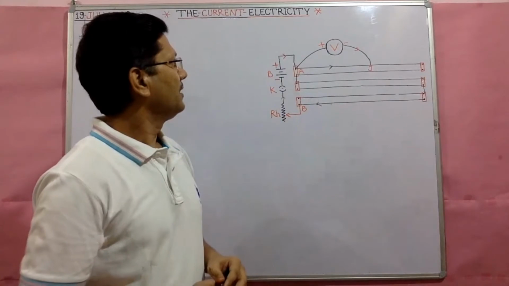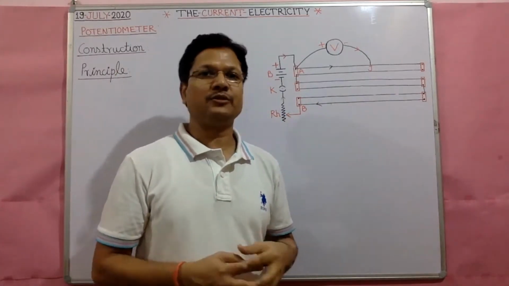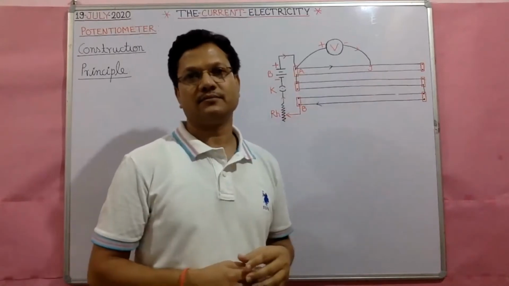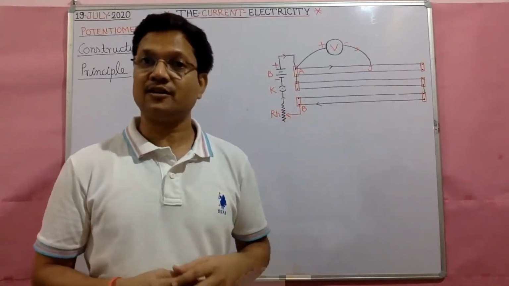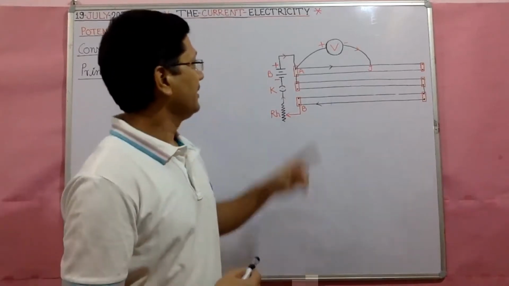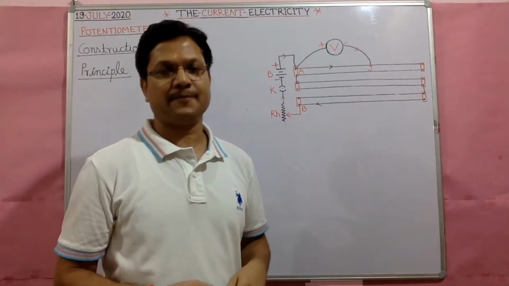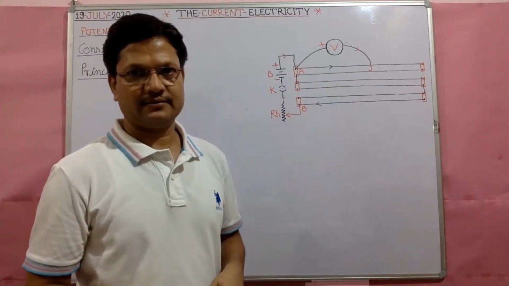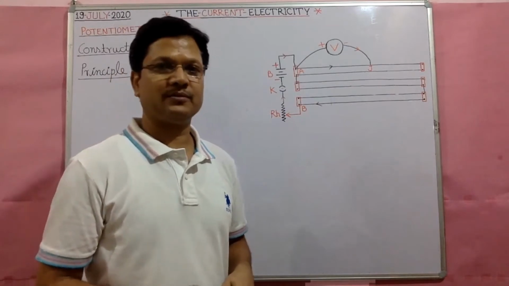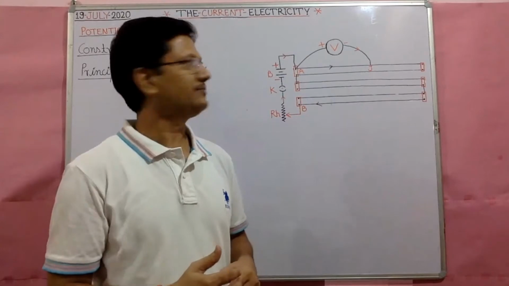So when a constant current is passed through the potentiometer wire, this wire must be of uniform cross-section and composition. When a constant current is passed through the potentiometer wire, then across any length of the wire, the potential drop is directly proportional to that length.